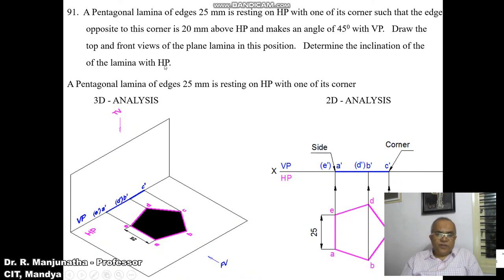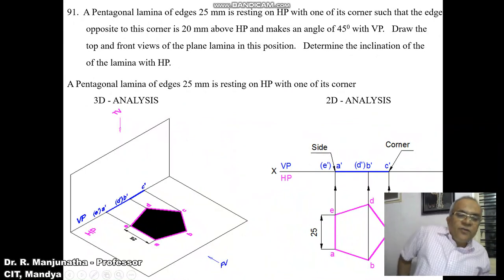with HP. So as he says, it is resting on one of its corners on HP. So obviously we have to start from HP. Since it is a pentagon, we are going to have an odd number of sides. That means one end is a corner and opposite to that end is going to be the side. So here we can see C is the corner, opposite to that is the side, which is AE, which is perpendicular to VP. So that is the reason why you are getting a point in the front view.